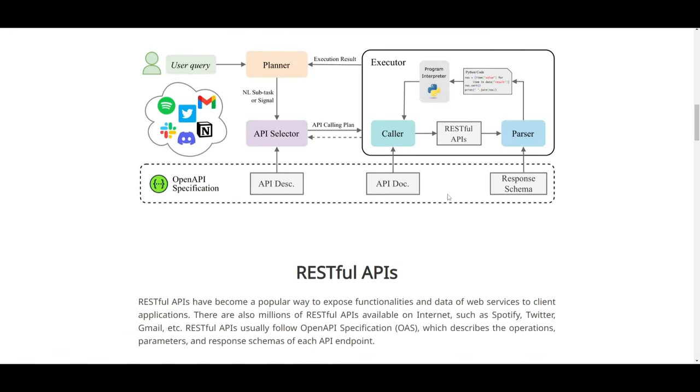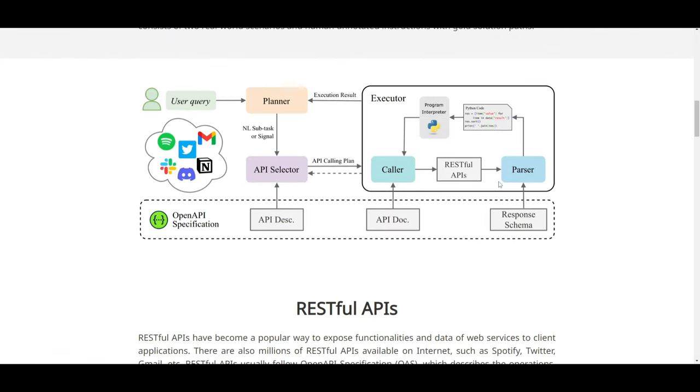This is something that we saw previously, where the parser is something that generates the Python code that can interpret and handle the responses, whereas the caller is something that reads the complete API documentation and it organizes the necessary parameters for the API call.